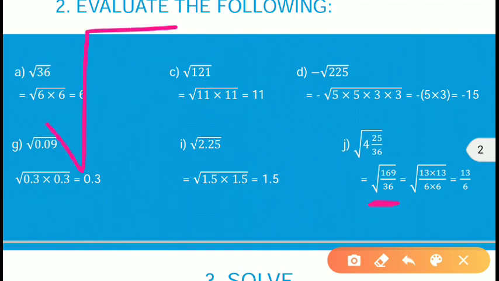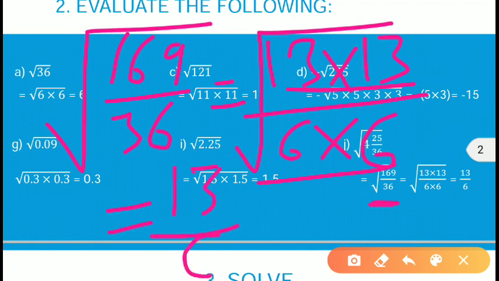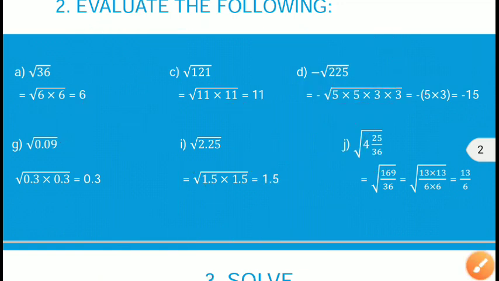Now factorize this. Under root 169 upon 36. Under root 169 can be written as 13 into 13, and 36 can be written as 6 into 6. Now this is the one pair, this is the another pair. From the numerator you write 13 only, and from the denominator you write just 6 only. This is your answer. The few questions I have left for you to solve.